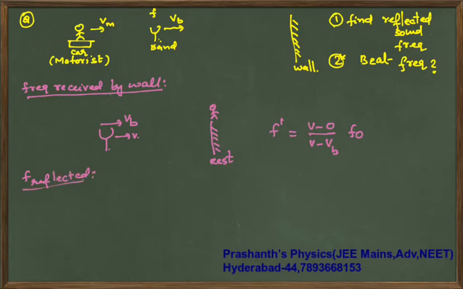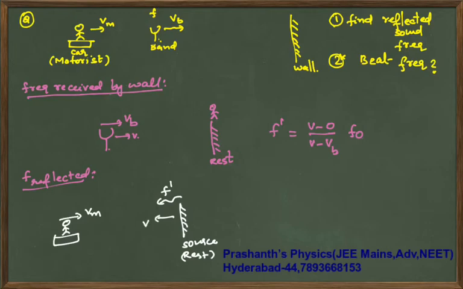So now what do you have? You have the motorist as the observer, moving with speed Vm. You have the source, which will produce a frequency of f dash, and this is at rest. Your sound will travel from this source.